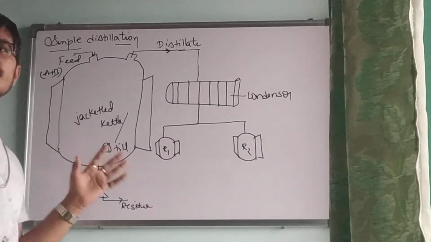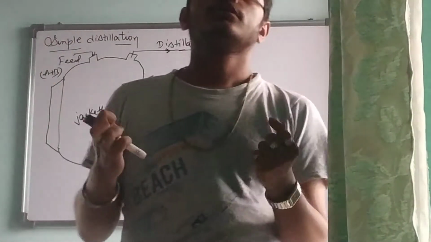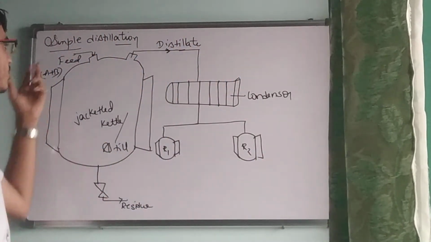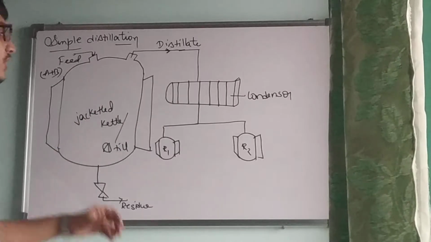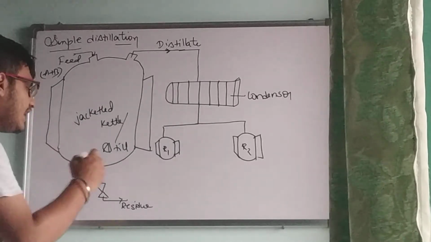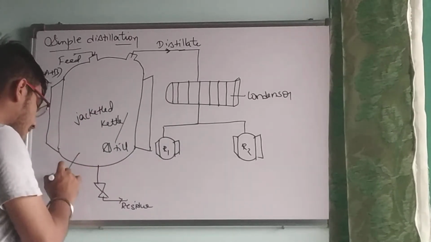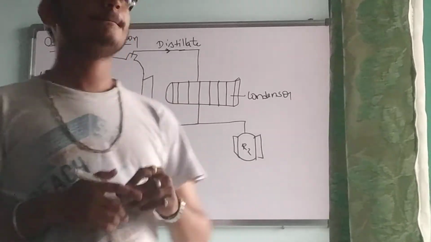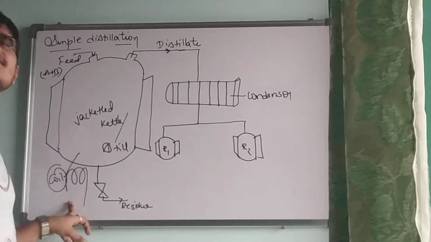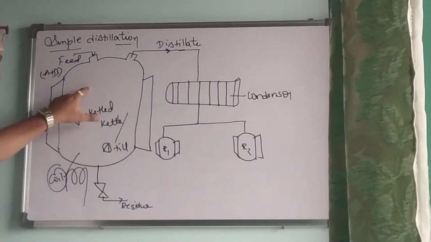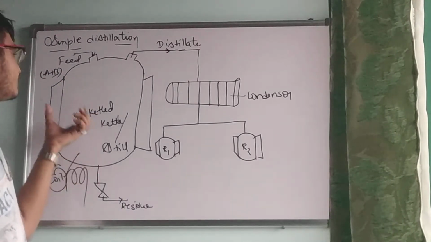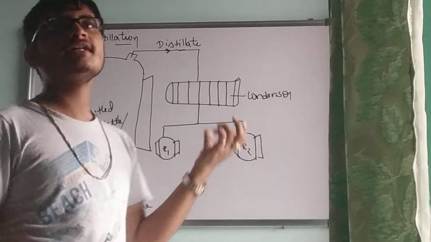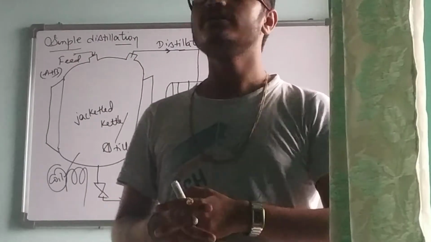Jacketed kettle is a heating kettle or heating equipment in which your feed is introduced. Here you will be supplying heat through the help of a coil. Then this feed is introduced into the jacketed kettle. This jacketed arrangement is to provide heat to the liquid mixture.